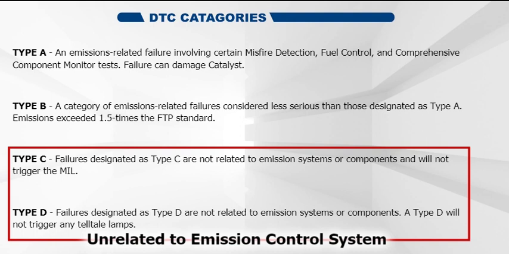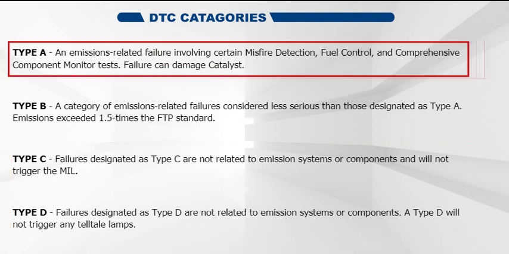Type A DTC, an emissions-related failure involving certain misfire detection, fuel control, and comprehensive component monitor tests. After the first occurrence of a Type A failure, the PCM will store a hard DTC, or Diagnostic Trouble Code, illuminate the MIL, and store corresponding freeze-frame data. The PCM's response to a Type A failure is known as one-trip detection logic.